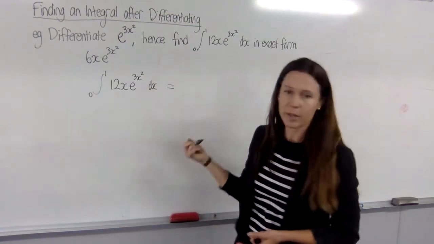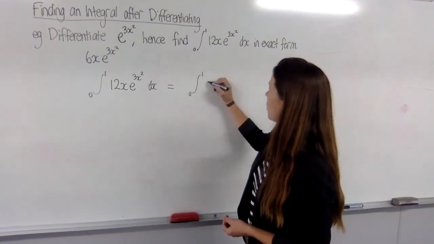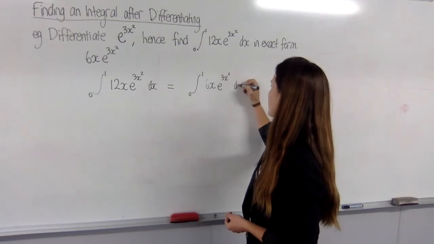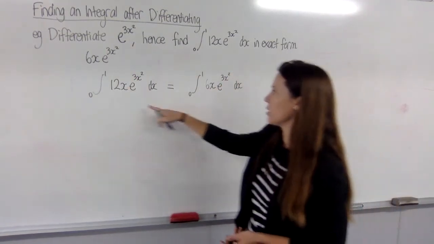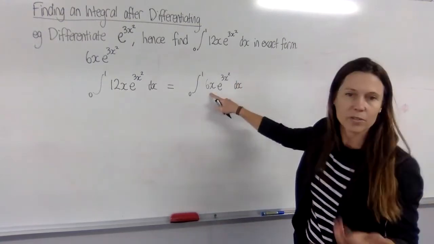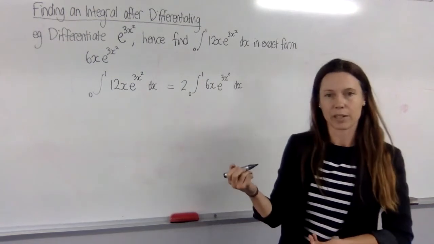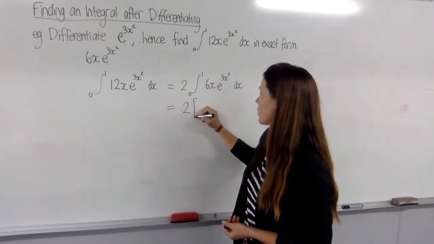I'm going to rewrite my question as one that I'd rather do. I'd rather find the integral of 6x e to the 3x squared, because that's the one that I know how to do. But I've changed the question. They gave me 12x and I want to do 6x, so I can adjust for that by just putting a 2 out the front.